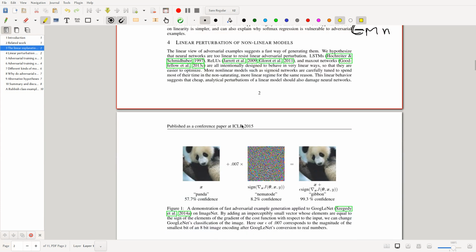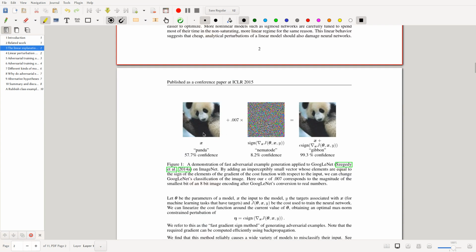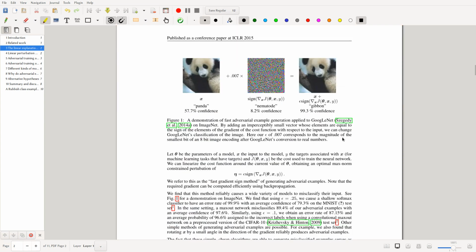Cool. And now maybe here there's the most important image, definitely in machine learning security. This is a big image. Everyone knows about it. The linear view of adversarial samples suggests a fast way of generating them, and here they come up with this way to generate them. So again, let's have a look a bit at what is happening, right? And then I guess I'll end the video after this section, because I think that's enough to take in.